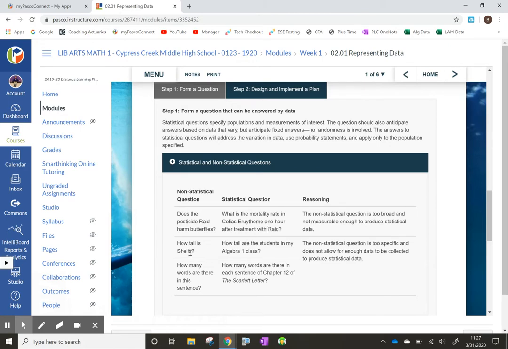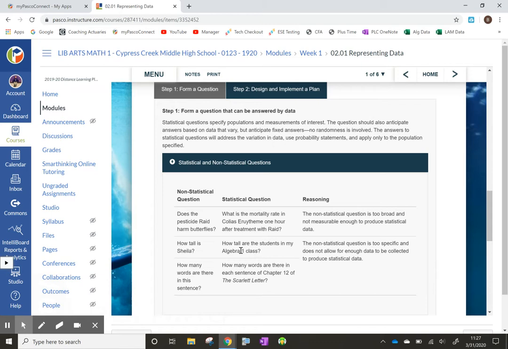Another non-statistical question: how tall is Shayla? And then a good one is: how tall are the students in my Algebra 1 class? How tall is Shayla is not a good statistical question because it's too specific. It's only one person. It's only going to have one answer. There is no variation, nothing really to compare, if you will. But the good statistical question: how tall are the students in my Algebra 1 class?